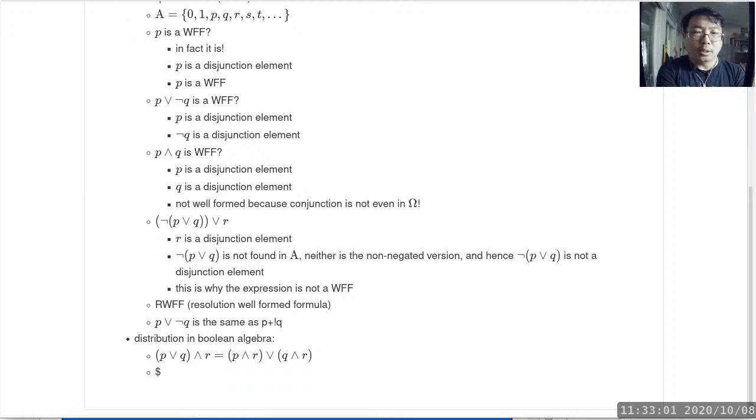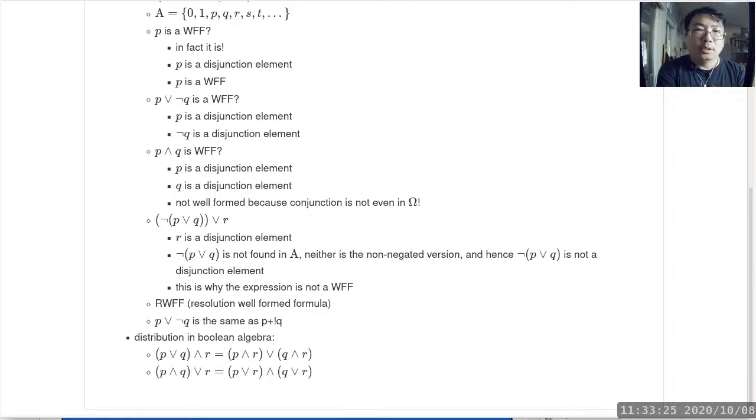But in Boolean algebra, there's also the reverse of this. If you have P and Q nested, and then you have an OR R on the outside, you can also distribute this. This becomes P or R and Q or R. So both of these apply in Boolean algebra, but in normal algebra only one works. I just want to make sure that you know about the distribution rule in Boolean algebra. Do we have any questions about distribution in Boolean algebra?